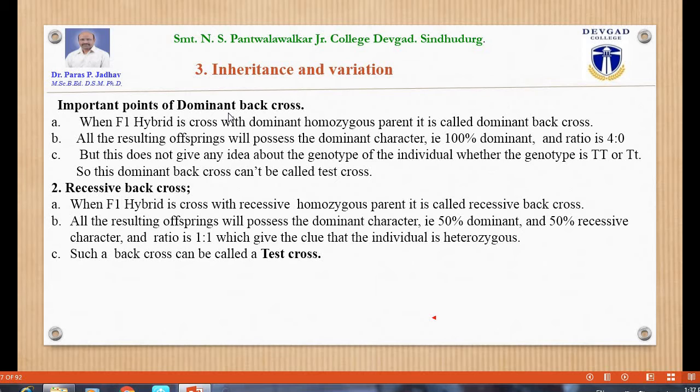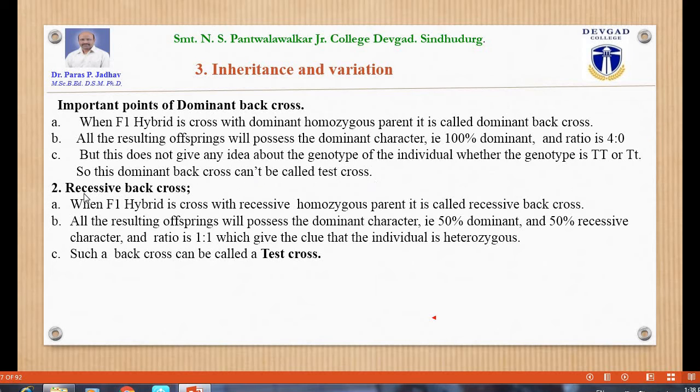Important points of dominant back cross. When the F1 hybrid is crossed with the dominant homozygous parent, it is called dominant back cross. This is the definition of dominant back cross. All the resulting offspring will possess the dominant character, that is 100% dominant, and the ratio is 4:0. But this does not give any idea about the genotype of the individual, whether the genotype is TT or Tt. So this dominant back cross can't be called a test cross.